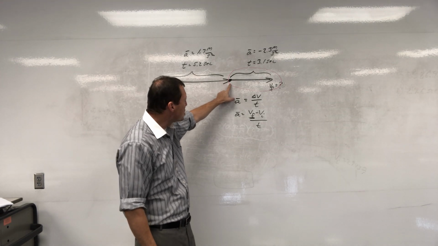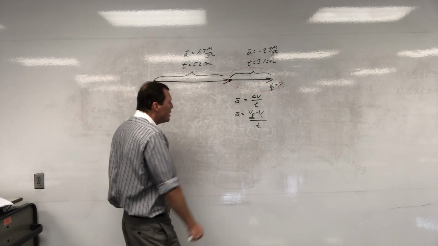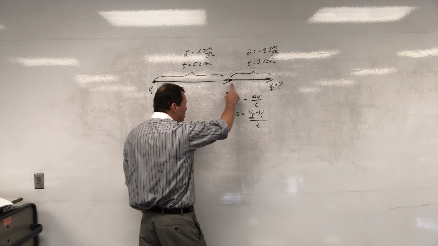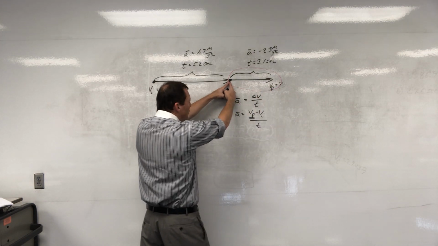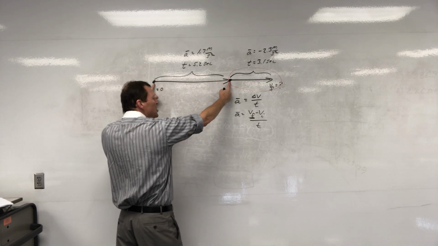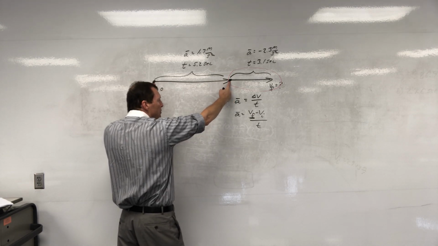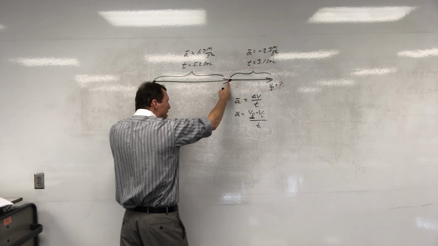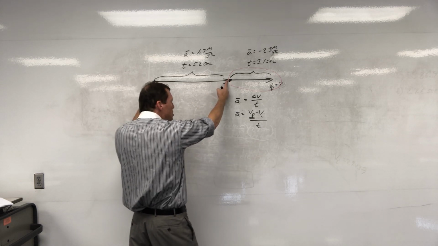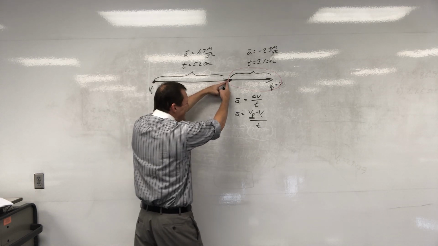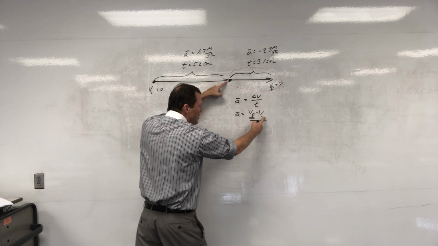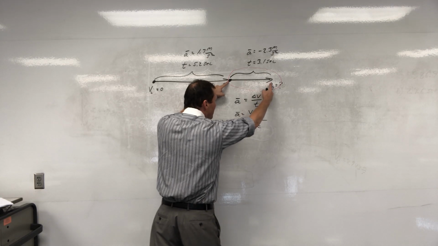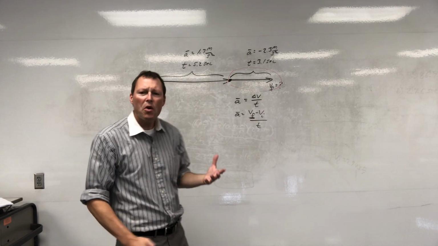So I'm thinking to myself, the initial velocity for this is actually what? The final velocity for this segment or this leg of the problem. If I can find the final velocity for this problem, I can then take that final velocity and substitute it in for the initial velocity of this problem. So let's go ahead and do that.